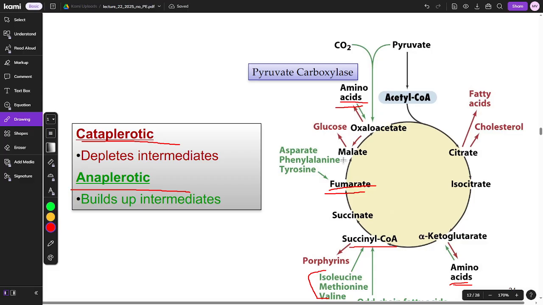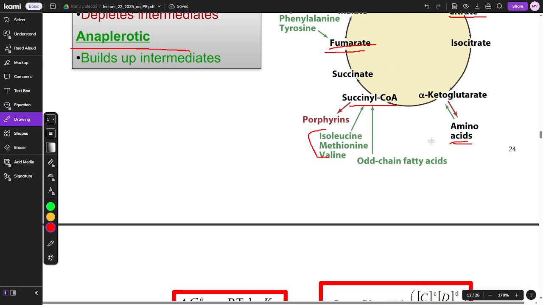They're actually both cataplerotic and anaplerotic. They actually go both ways. But stuff like that, and then things like citrate are used for cholesterol. These are all cataplerotic. You get the idea. If it uses up the CAC intermediates, citric acid cycle intermediates, then it's cataplerotic, and if it creates them, it's anaplerotic.